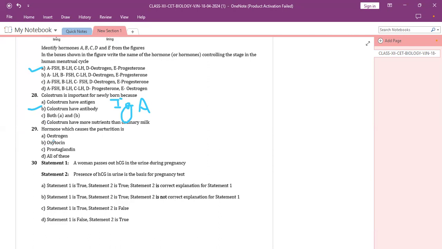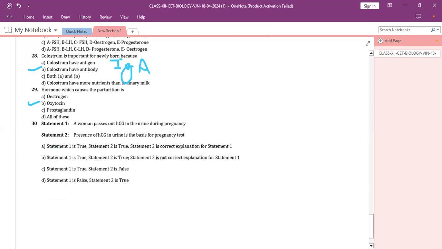29th question. The hormone which causes parturition is A, estrogen, B, oxytocin, C, prostaglandin, and D, all of these. Obviously, the right option is oxytocin, which is produced by the posterior pituitary gland, and after the fetal ejection reflex, this oxytocin causes uterine contraction and is responsible for parturition, which is nothing but the delivery of the baby. 30th question.